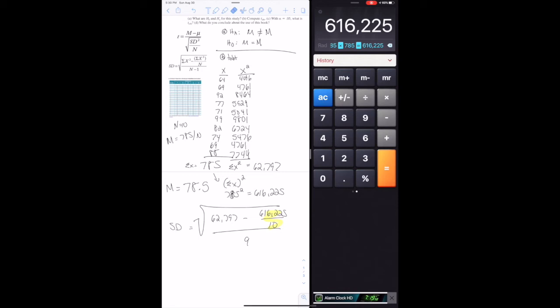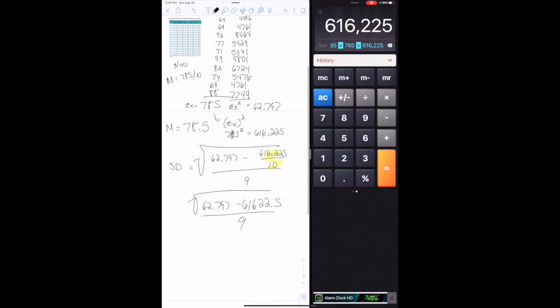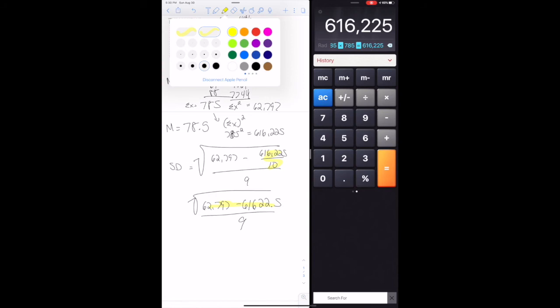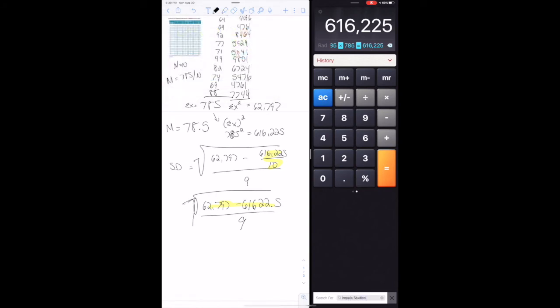Oops, I lost my pen. Square root of 62,797 minus 61,622.5, all divided by n. So we'll do, as we scroll down a little bit, we'll do this part next. I want to emphasize that this whole thing is square rooted here.